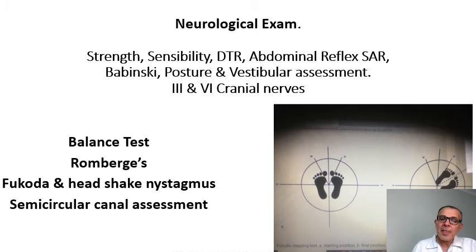tendon reflexes, abdominal reflexes, the superficial abdominal reflexes precisely, and the Babinski sign. This is done to determine whether there is an upper motor neuron lesion or a lower motor neuron lesion, the posture analysis, as we said, and the vestibular assessment. And there are two cranial nerves, very important, that have to be tested: cranial nerves 3 and 6. Those are the main nerves for vestibular function or dysfunction that we can find in certain patients.